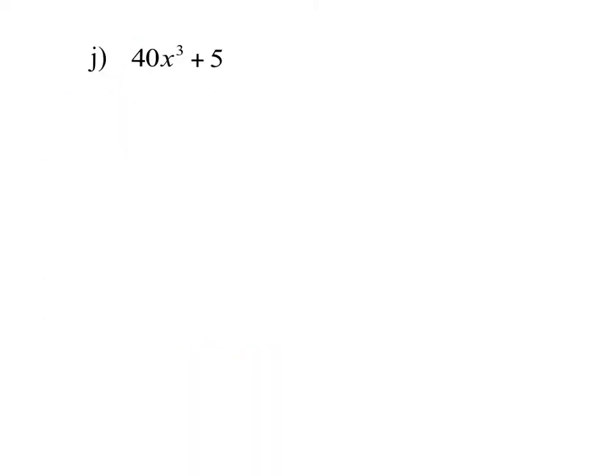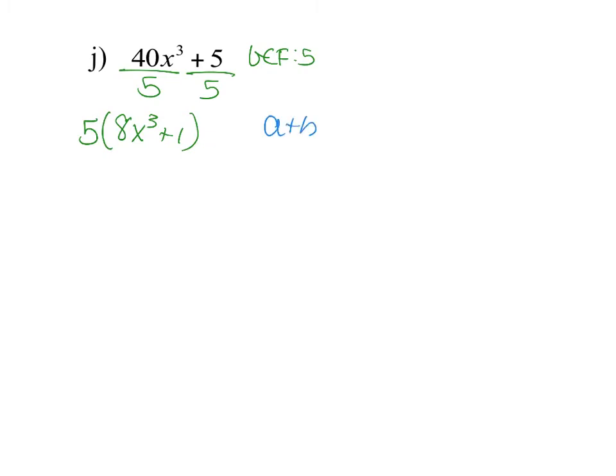Now on J, my GCF is 5. So when I divide everything by, oh yeah, my brain is one step ahead. Not dividing by 8, I'm dividing by 5. So I have a 5 out front, and that's going to give me 8x cubed plus 1. Ooh, we have perfect cubes again. Addition again, well that's nice. So I have a plus b.